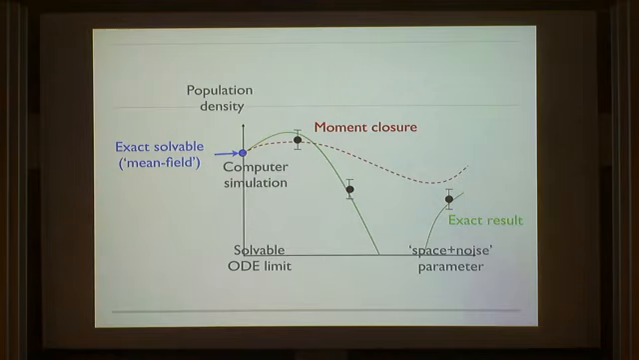This is kind of what moment closure looks like. It's something which qualitatively describes what's going on around about here, but it can be completely wrong. It's basically an uncontrollable approximation. There's no guarantee that it gives a good approximation anywhere. In fact, it doesn't always necessarily get the exactly solvable limit right. Usually they do, but they don't necessarily.